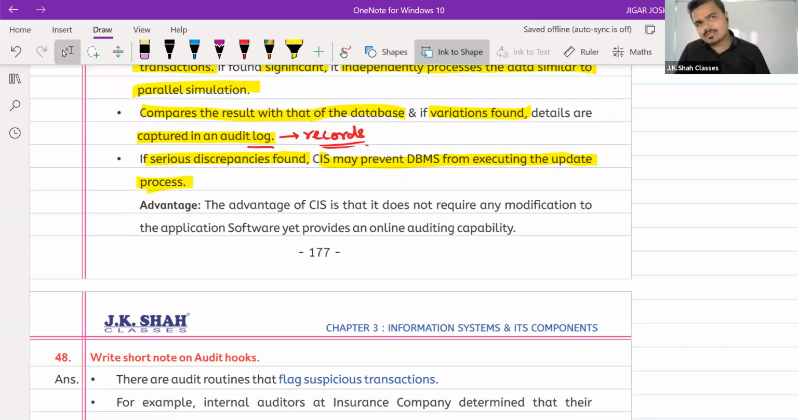And the great advantage of the CIS method, my dear students, is that while using it we do not require any modification to be made in our application software. Understood? Our software will not be required to be changed, but automatically we can trap the exceptions by using the CIS method.